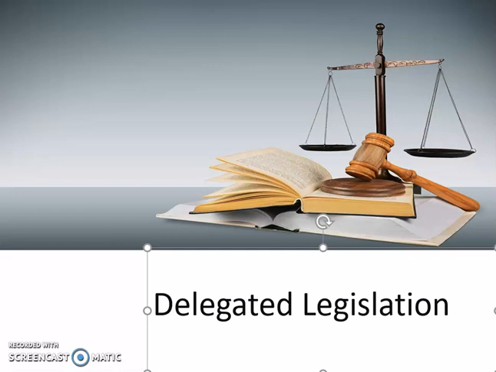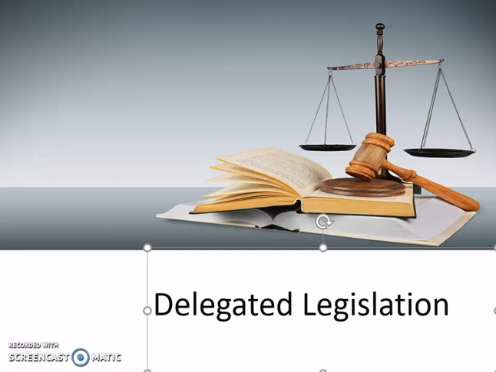In our previous topic of parliamentary lawmaking, we learnt how a bill becomes an Act of Parliament, and we saw that to turn a bill into an Act, we need the cooperation of the House of Commons, the House of Lords and the Monarch. So Parliament has to pass an Act of Parliament.